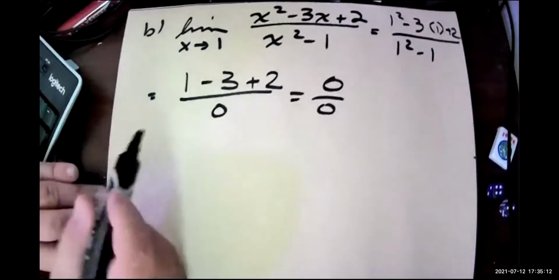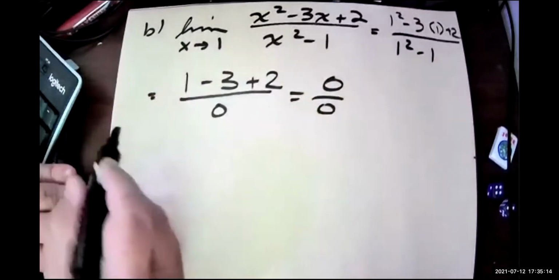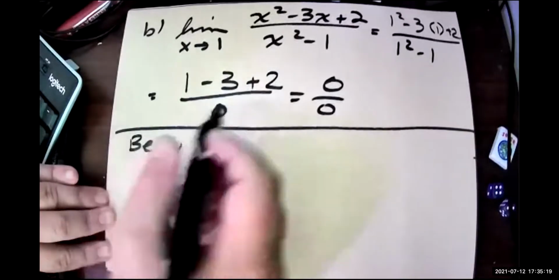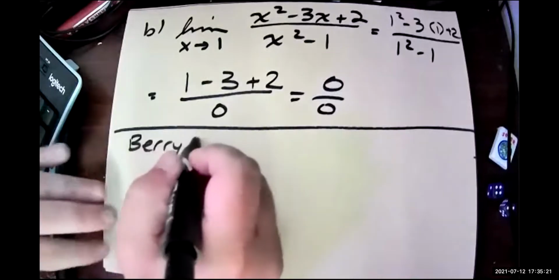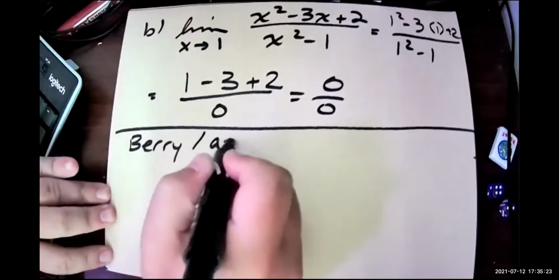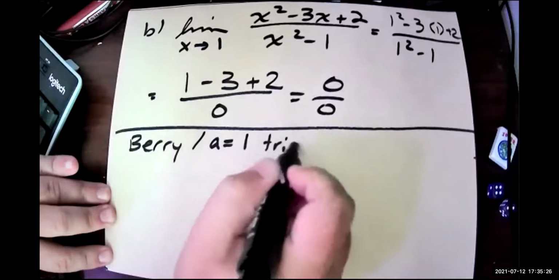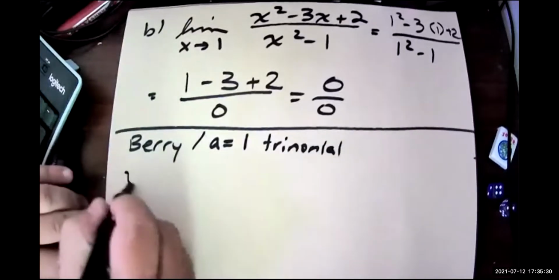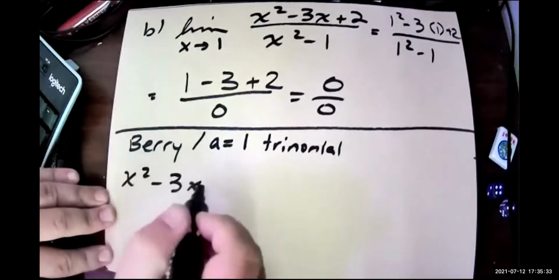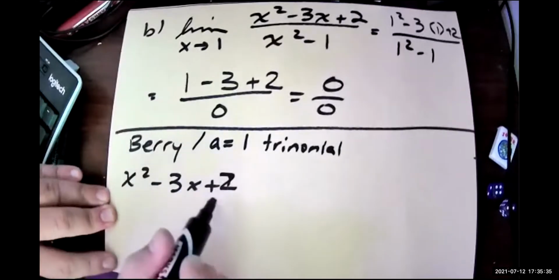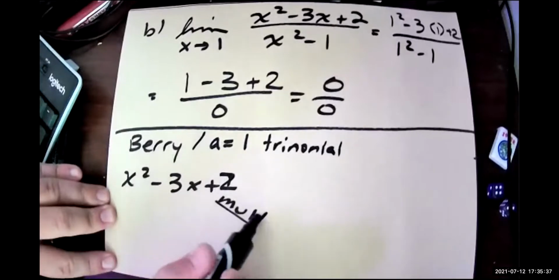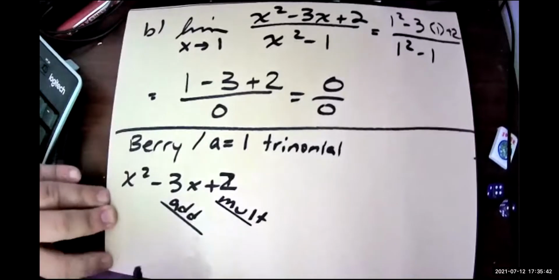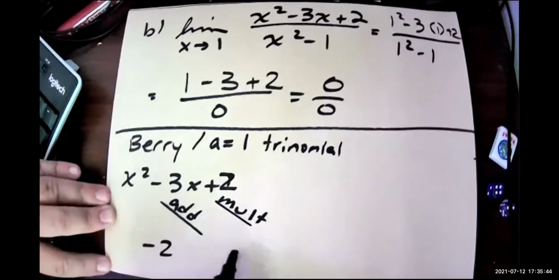Now, let's talk about factoring. Can we factor anything up here? Well, we have one method of factoring that might be called Berry, or you could call it a equals 1 trinomial. Different textbooks call it different things. But for the most part, we can figure this out if we can find two numbers that multiply to make the number 2 and add up to make the number -3. Those two numbers are -2 and -1.